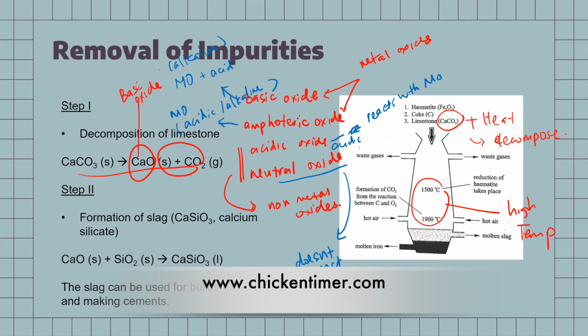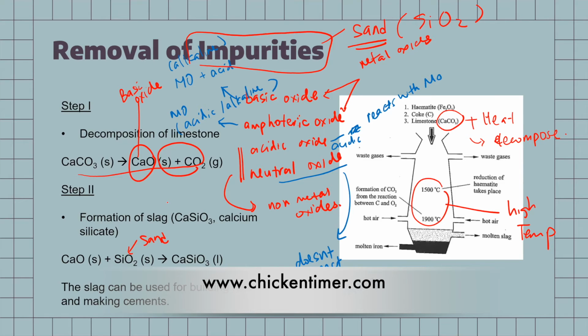So step two is the formation of slag. What happened is that it reacts with impurities. Here you say impurities. Impurities in this reaction, this blast furnace, right? They are talking about sand, and the chemical formula for sand is SiO2. Now they say calcium oxide will react with sand.